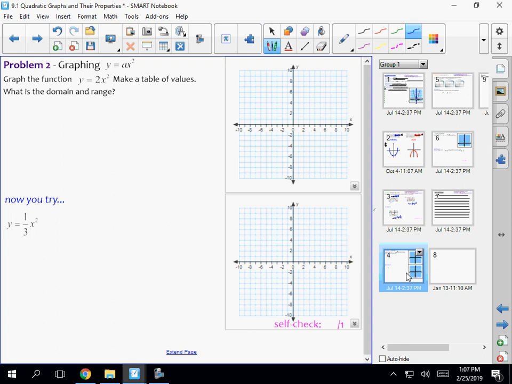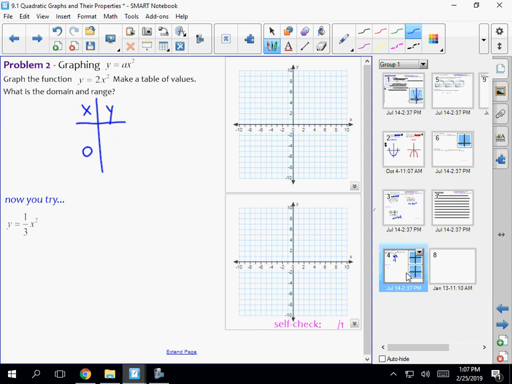Last semester, I would have you plug in negative 2, negative 1, 0, 1, and 2. We really don't need to do that. If I make a table of values, and this is fairly similar to the parent graph, a good value to try is 0. Let's place 0 in the middle of our table.